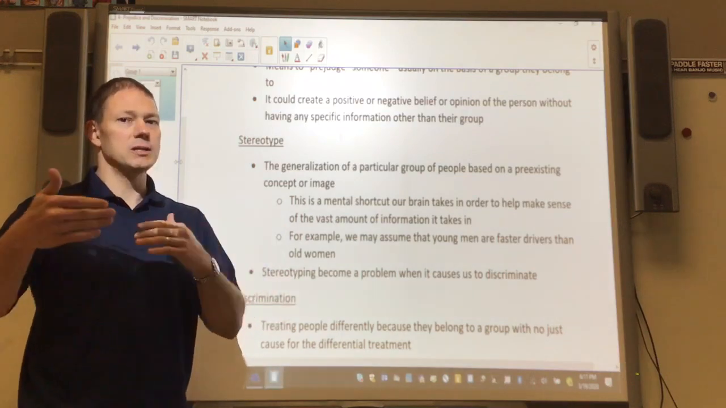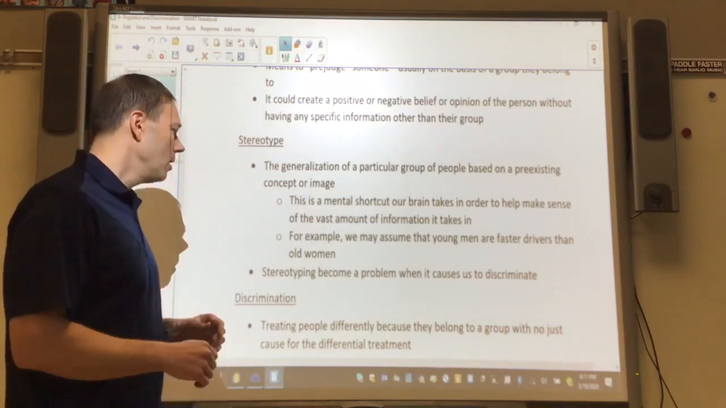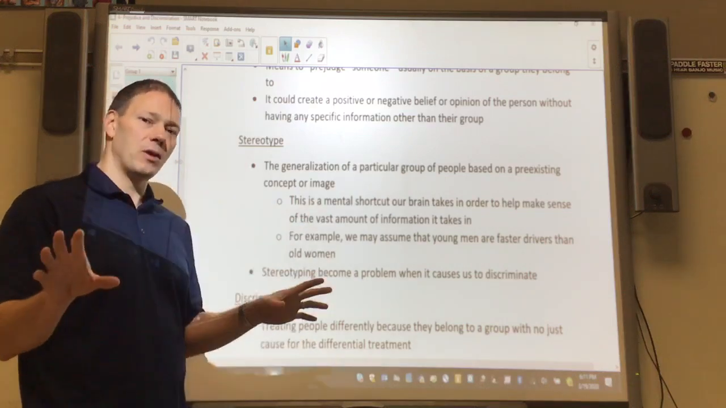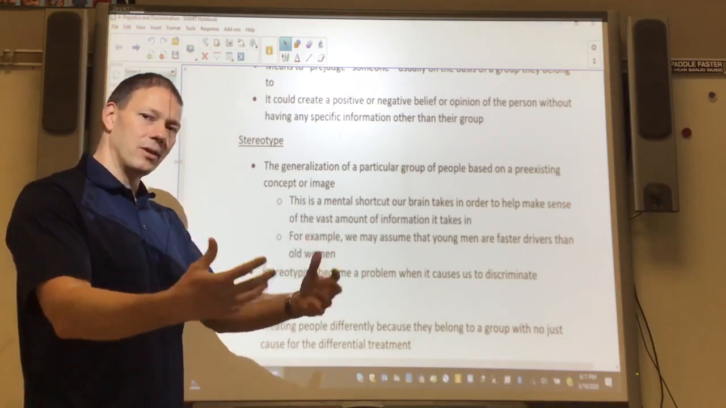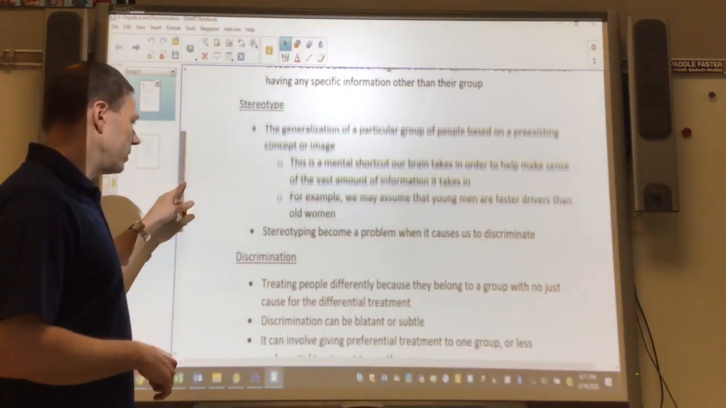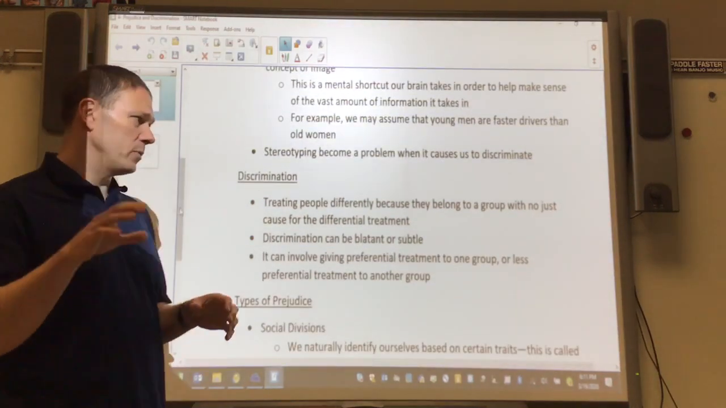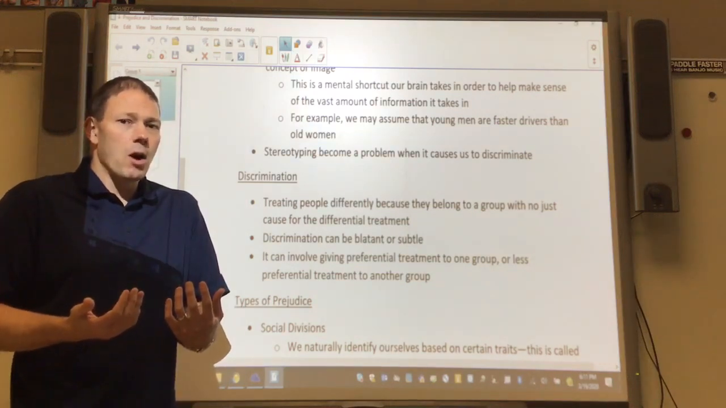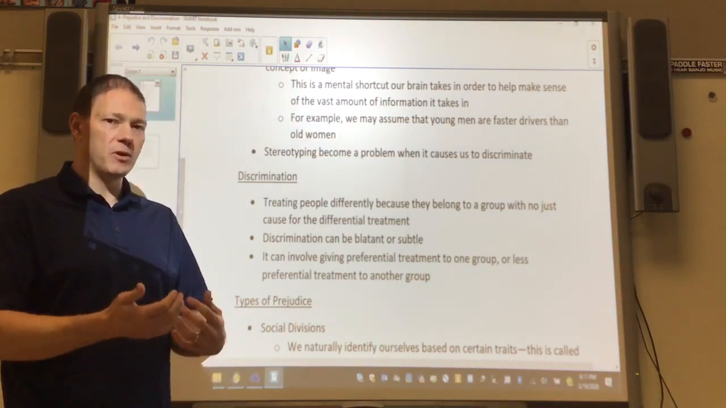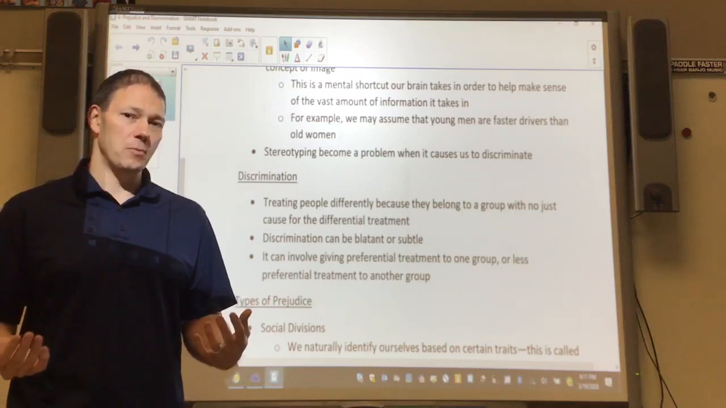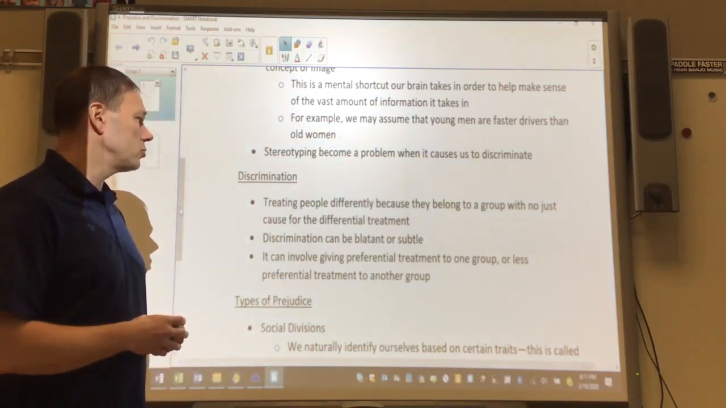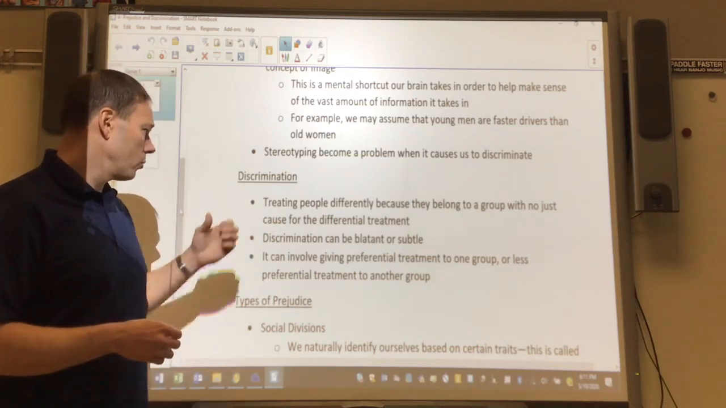Discrimination is different than stereotyping. Stereotyping is simply looking at someone and saying, based on what I think about that group, I think they're going to be like this. When we discriminate, we treat people differently even though we have no just cause or basis for treating them differently. We don't know anything personal about them. We've just automatically assigned them to a group, and therefore we treat them differently, and there's no reason for it.